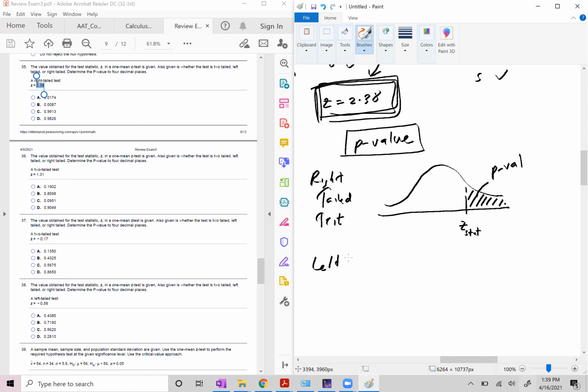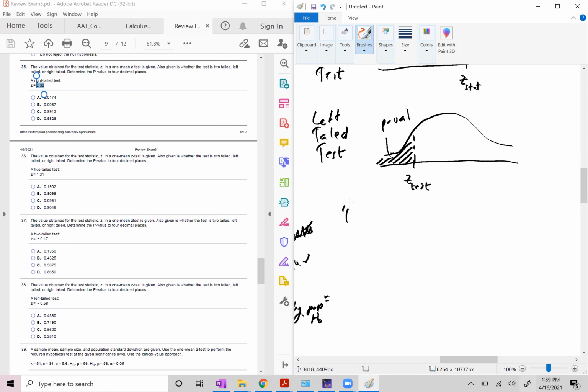If it is a left tail test, you start from the test statistic value, z test, and calculate the area to the left. That will be your p-value then. If it is a right tail test, you start from the test statistic and calculate the area to the right. If it is a left tail test, you start from the test statistic and calculate the area to the left. That will be your p-value.